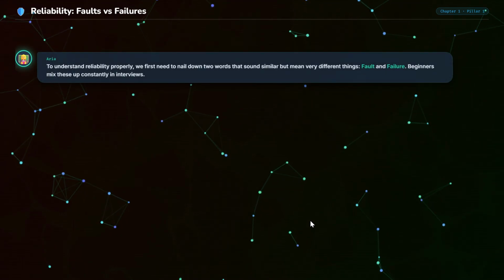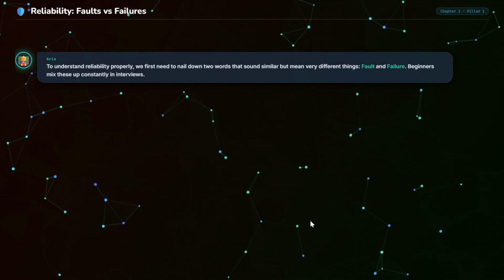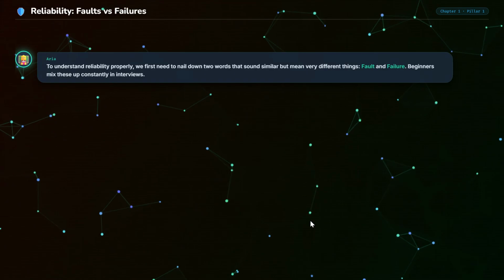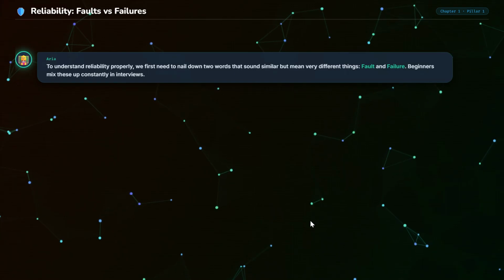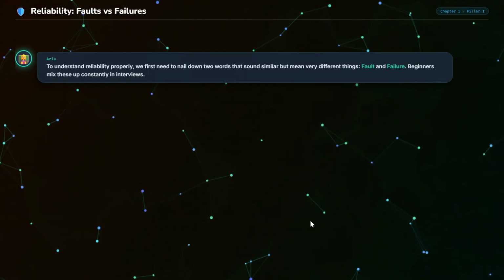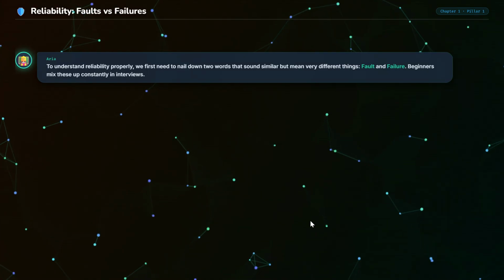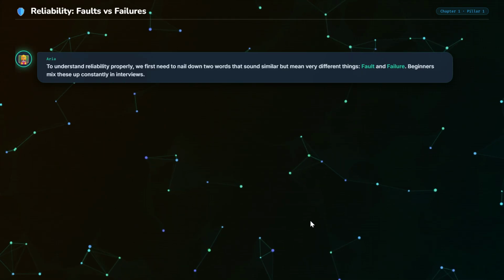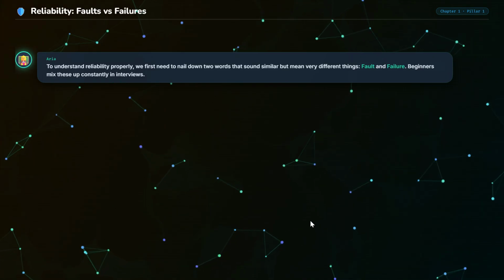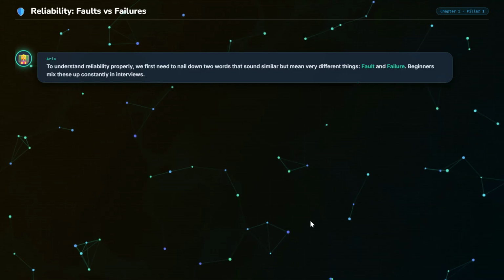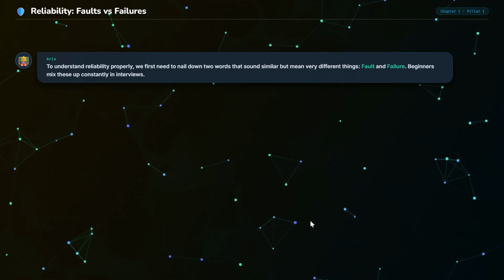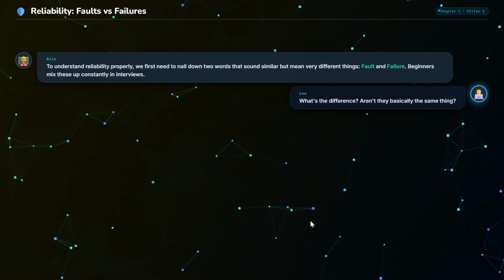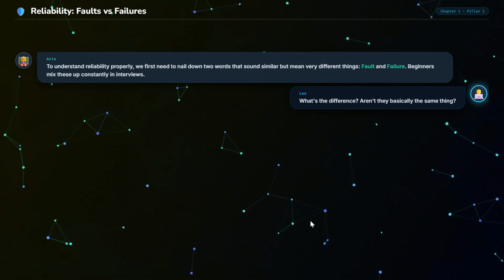To understand reliability properly, we need to nail down 2 words that sound almost the same but mean completely different things. Fault and failure. This distinction comes up constantly in senior engineering conversations and interviews. And mixing them up is a quick way to lose credibility. What is the difference? They seem basically synonymous. Something breaks.